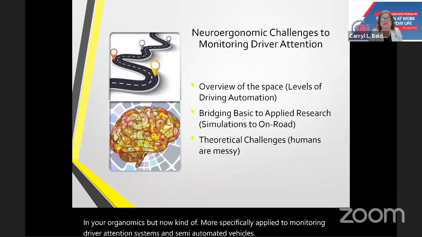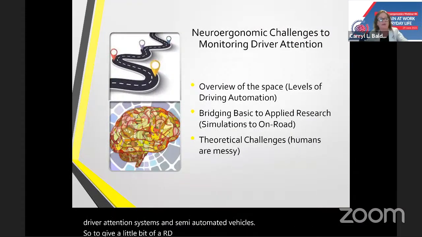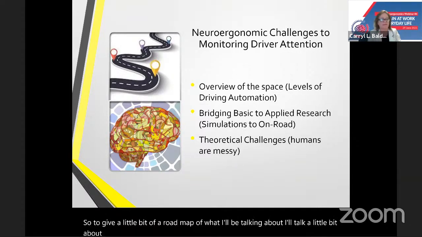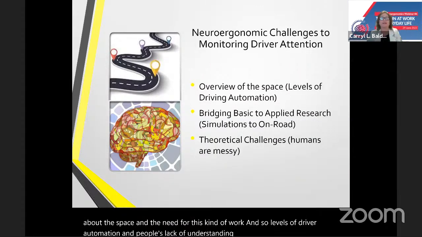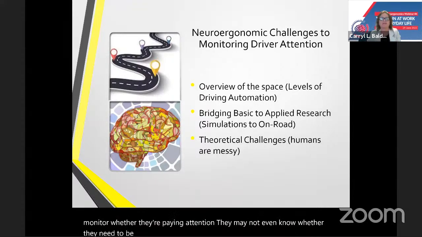So to give a little bit of a roadmap of what I'll be talking about, I'll talk about the space and the need for this kind of work. And so levels of driver automation and people's lack of understanding of that, hence the need to monitor whether they're paying attention. They may not even know whether they need to be paying attention, but I think it would be very important if we were able to tell when they're attentive and when they're not.